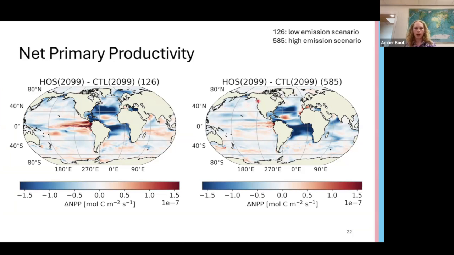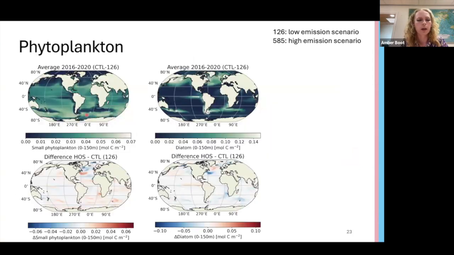And now to get to basically where we want to go: what happens to the biomass in our ecosystems. And that is for now the phytoplankton biomass. I will show them at first only for the low emission scenario. So here in the top left, you see the original distribution at the beginning of the simulation of small phytoplankton. And here that is for diatoms.